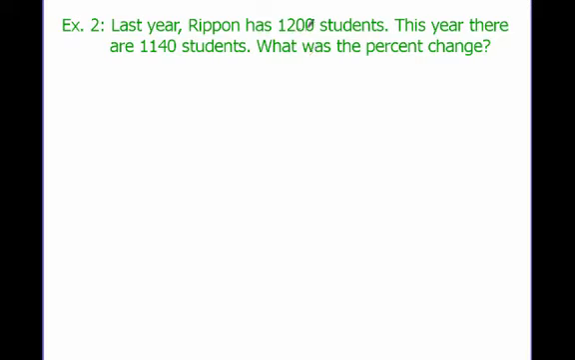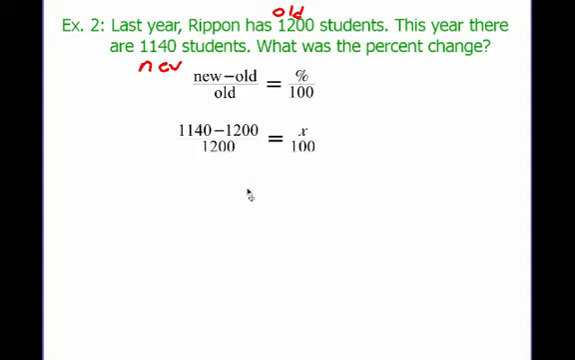Example 2 says, last year Ripon had 1,200 students. This year there are 1,140 students. What was the percent change? We're trying to figure out the percent change from last year to this year. 1,200 is last year, that's our old value. 1,140 is this year, that's our new value. Here's our general proportion: new minus old over old equals percent over 100. New value is 1,140. Old value is 1,200. We don't know our percent, so that's x. 1,140 minus 1,200 gives me negative 60.